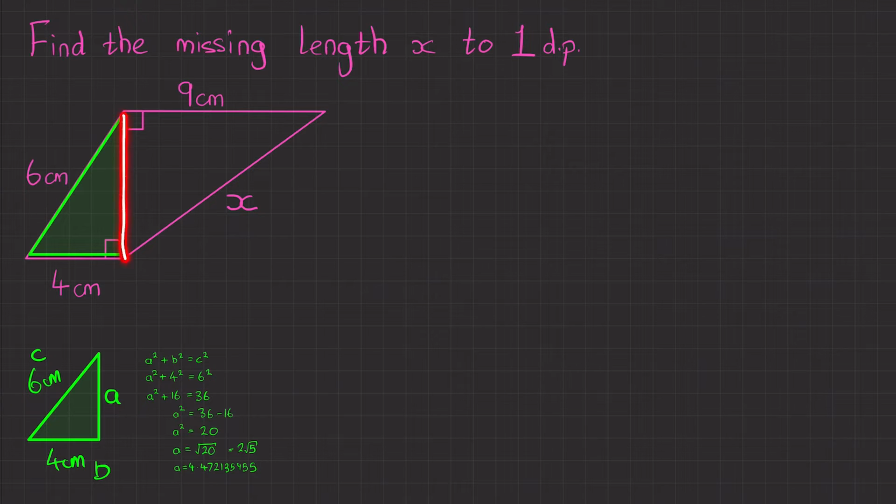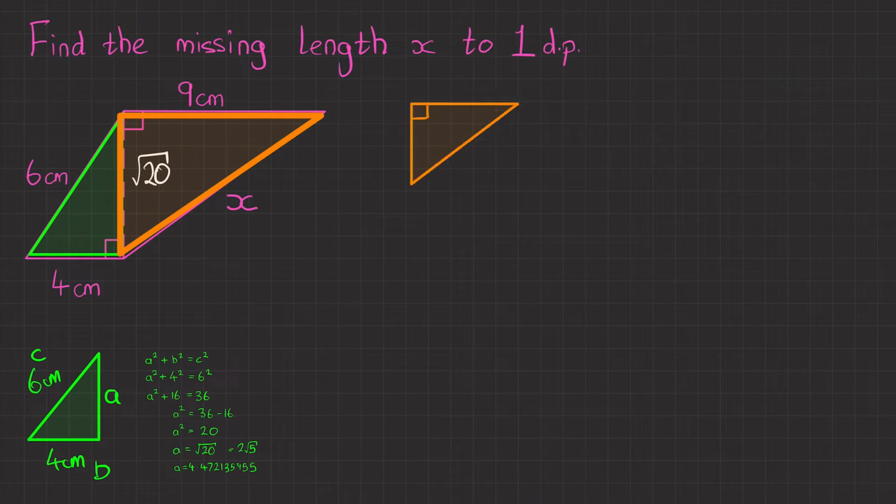So we now know this side length, which is root 20, so we'll pop that there. And we can draw our second triangle. So I'll draw one here so we can base our working out on that one. Put in the information, so we've got 9 centimetres, root 20, and x. Write out Pythagoras' theorem, so a squared plus b squared equals c squared. Label our triangle. Well, I'm going to call this A, this B, and this C. This has to be C anyway.